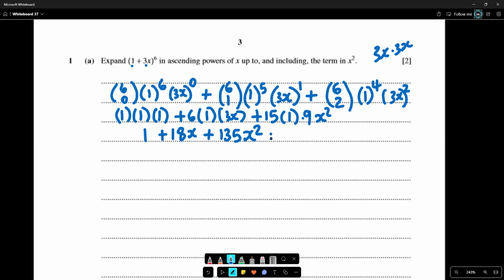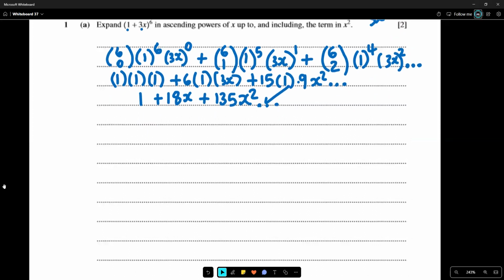That's it for this question, ladies and gentlemen. I advise you to show 3 dots to show that this will keep on going like this. So just show 3 dots there. Awesome. And now we can go to the next part of the question paper.